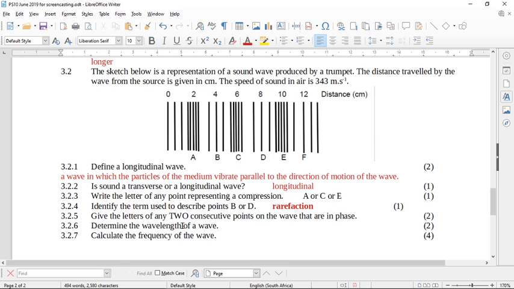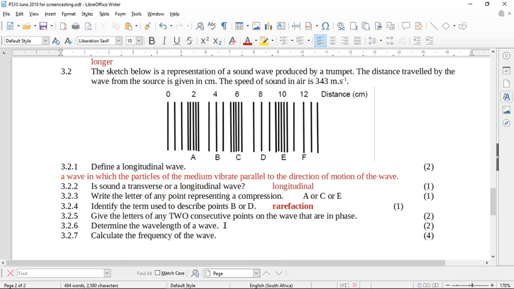Give the letters of any 2 consecutive points on the wave that are in phase. So we either need 2 compressions or 2 rarefactions. So A and C are in phase. C and E are in phase. B and D are in phase. And D and F are in phase. So it can be any 2 points. So you must answer A and C or B and D. If you only put 1 point, you've got a problem, okay? Because we have to have 2 points that are in phase. A and C are 2 compressions. B and D are 2 rarefactions.